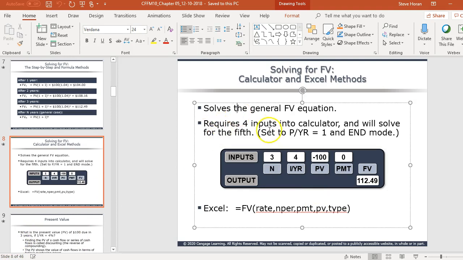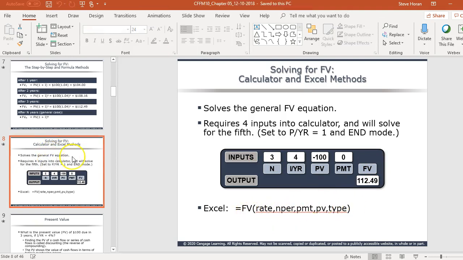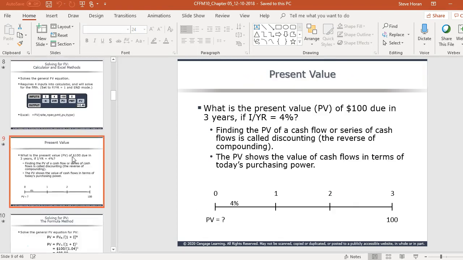Sorry about that. But what you can see are the inputs and the number of years, interest rate per year, the present value, the PMT stands for payment, and the future value. And I get that same amount of 112.49. Just want everybody to see the inputs and how it turns into an output. Then in Excel, you have a formula called FV, and it has the same inputs. I'll show you an Excel file in a bit that will explain that.